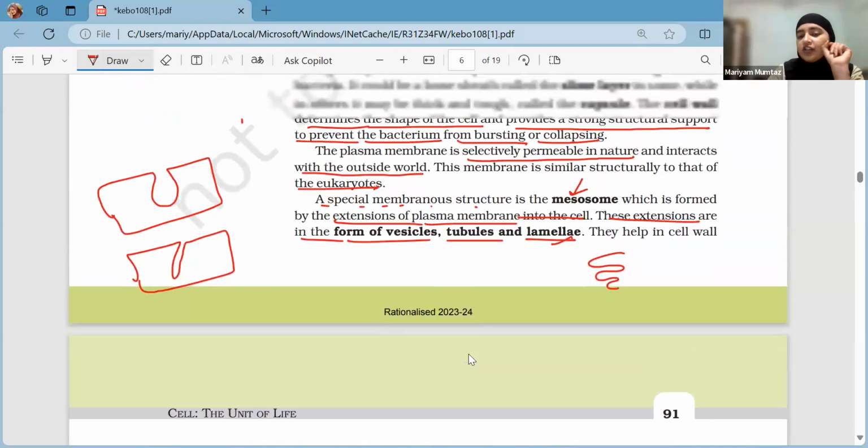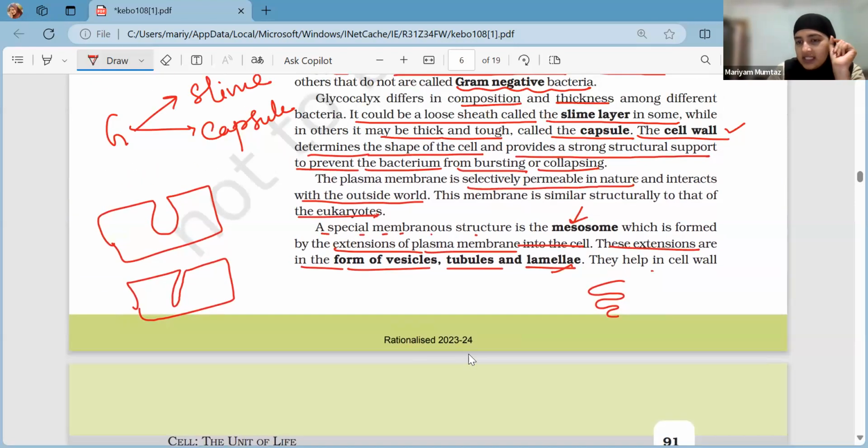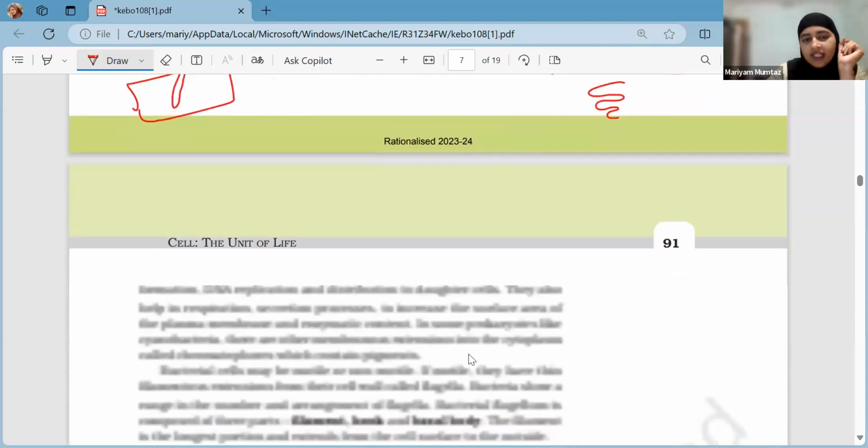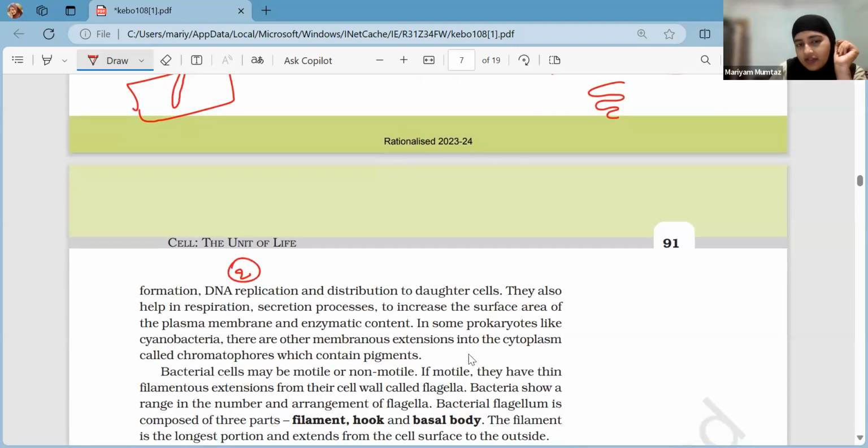Now see, the functions of mesosomes. Cell wall formation is the first function. Then DNA replication and distribution to the daughter cell. Apart from that, they help in respiration, excretion, increasing the surface area, and enzymatic control. So the mesosomes are very important for prokaryotes as they perform so many functions.